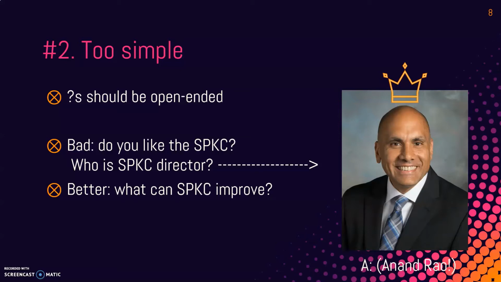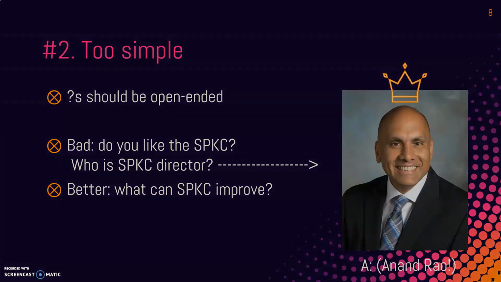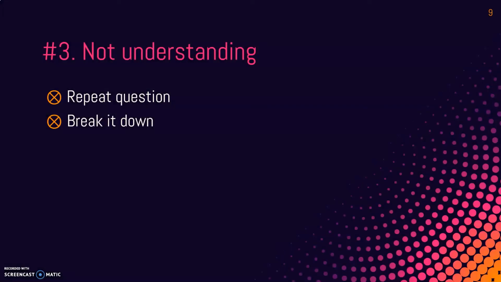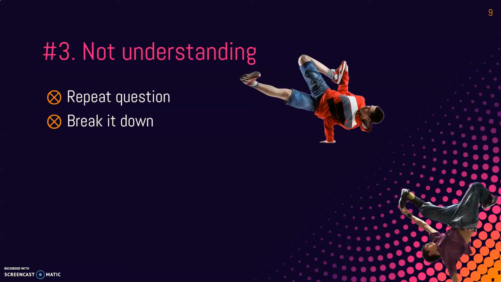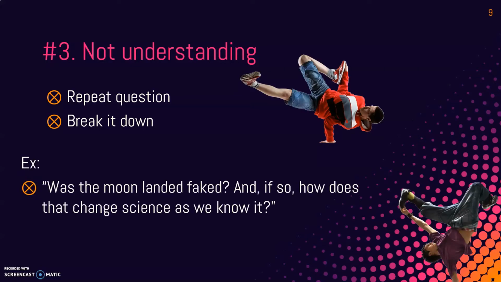Number 3. To the exact opposite end of the spectrum, the question might not be understandable. If you ask a question and you just get blank looks, try repeating again. Maybe slower. Maybe you need to break it down. For example, was the moon landing faked? And if so, how does that change science as we know it? This is a multi-step question, and it helps to ask each one at a time. Was the moon landing fake? Then, what would this change? By this simple practice, you break the complicated into something easy.